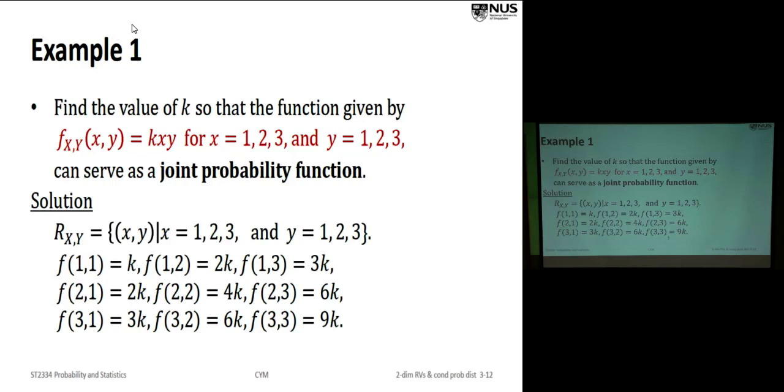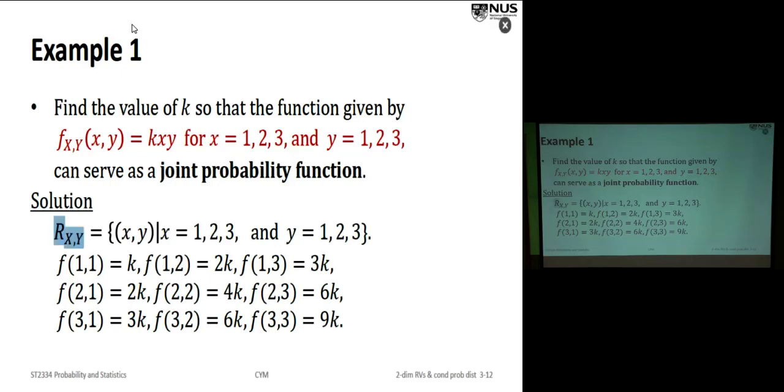Okay, so let's finish off today's lecture. I just want to give you one example. Hopefully it clarifies. We could do both examples, but I think we're getting too far ahead, so let's just look at one example. So now we define f of x, y equal to k times x y, where k is a positive number, x lies in the set {1, 2, 3}, and y lies in the set {1, 2, 3}. I want to find k so that f of x, y is indeed a probability mass function.